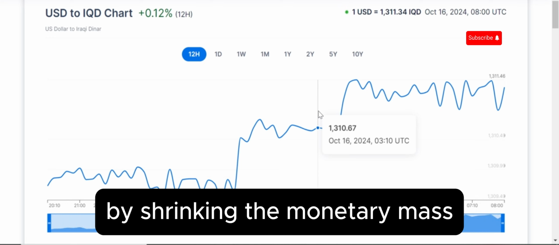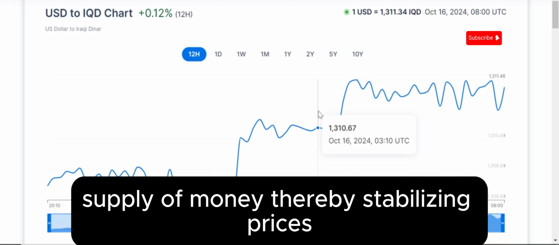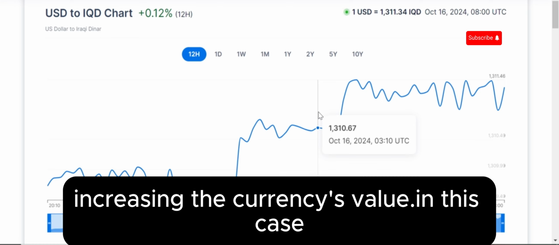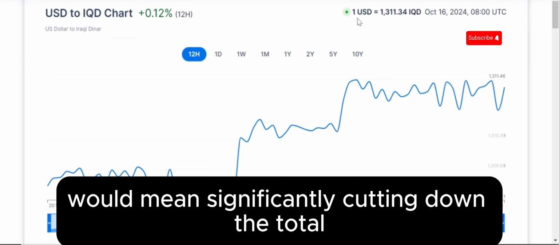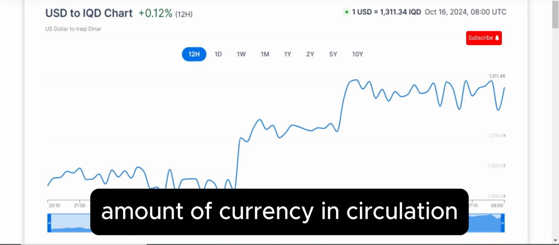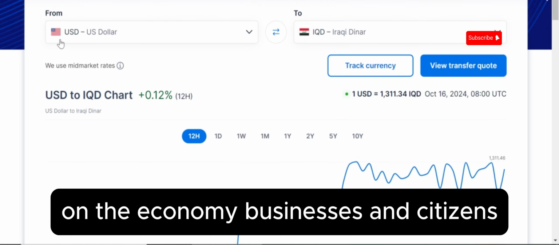By shrinking the monetary mass, the central bank aims to limit this excess supply of money, thereby stabilizing prices and potentially increasing the currency's value. In this case, reducing the monetary mass by 2/3 would mean significantly cutting down the total amount of currency in circulation, a radical move that would be expected to have major impacts on the economy, businesses, and citizens.